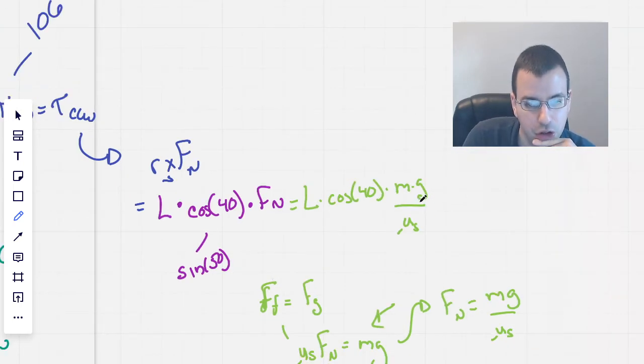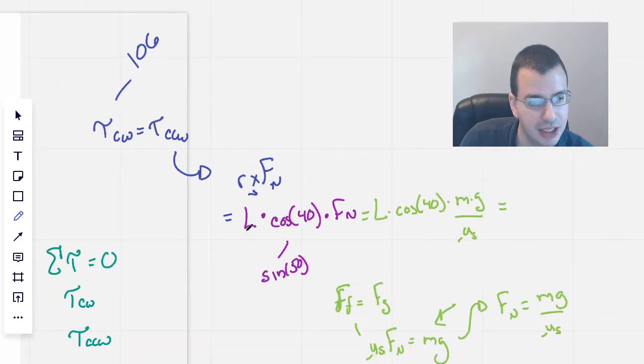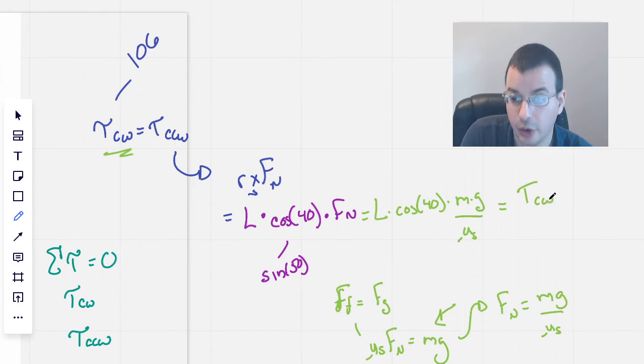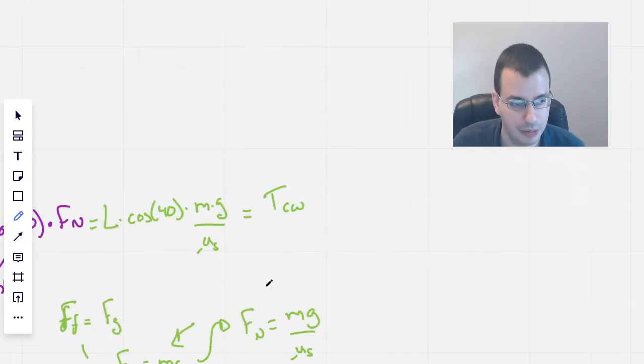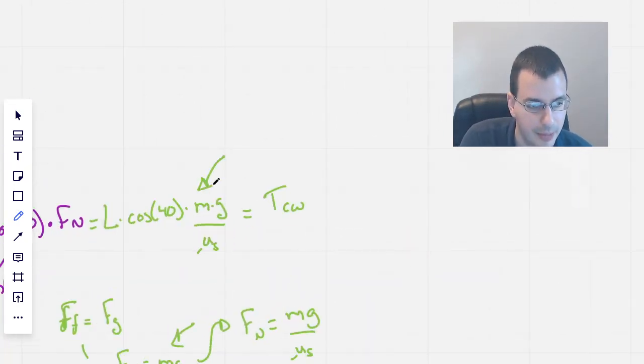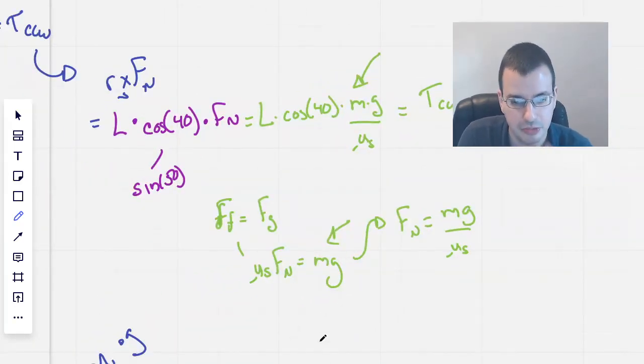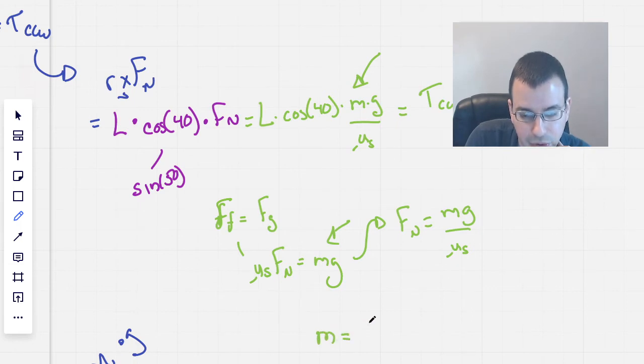And then, as we discussed previously, this is going to be equal to torque clockwise, which we do know because we just solved that in the previous problem. Rearranging for mass, we have, so messy, maybe just down here. Mass equals torque clockwise times mu static over gravity times length times cosine of 40.